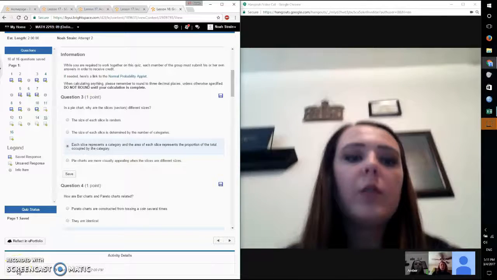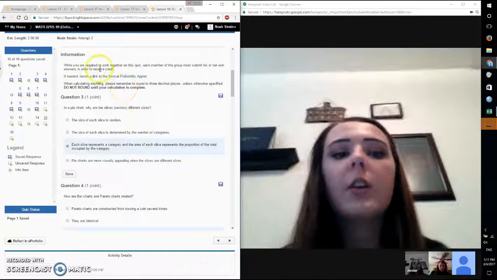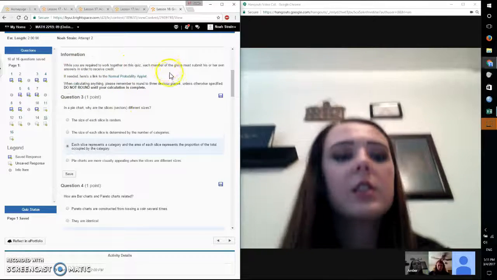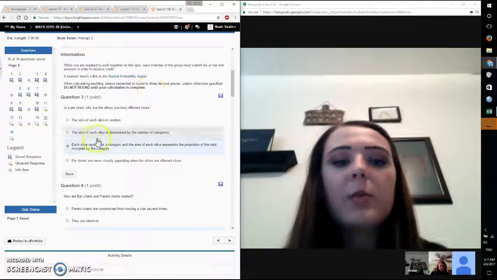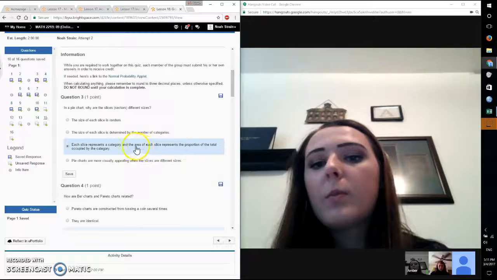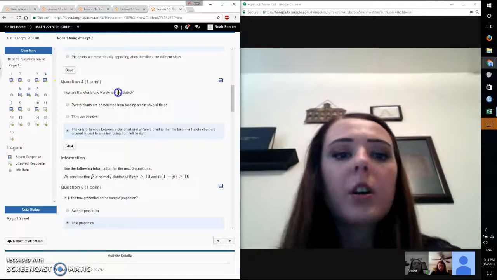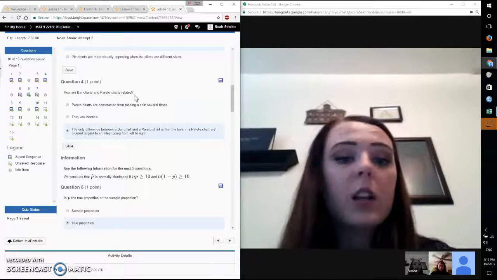Okay, so the first one is 16. For 3, in a pie chart, why are the slices or sectors different sizes? That would be: each slice represents a category, and the area of each slice represents the proportion of the total occupied by the category. Question 4, how are bar charts and Pareto charts related?